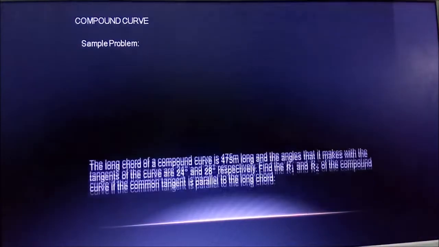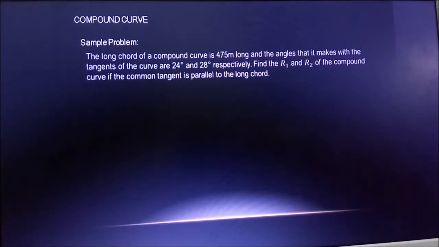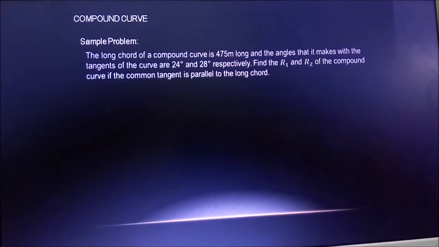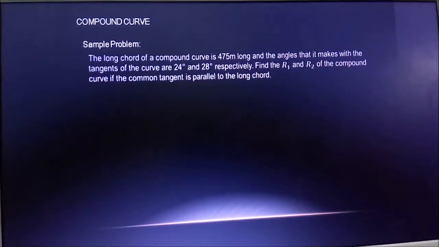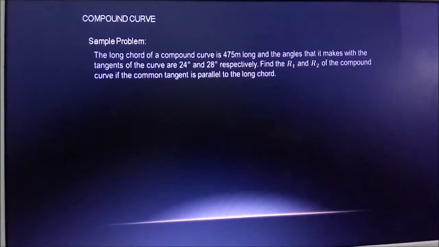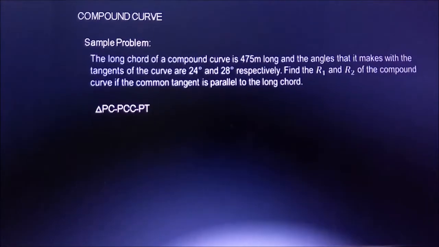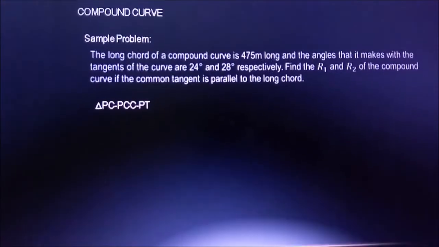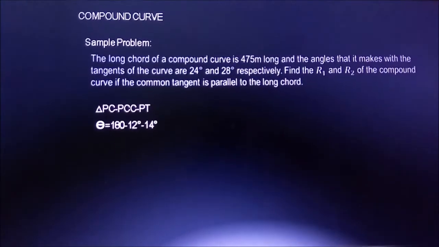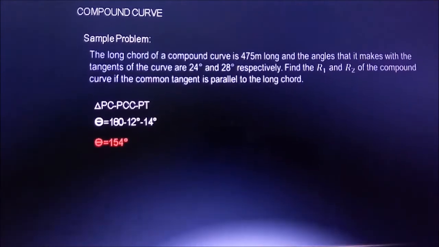Sample problem. The long chord of a compound curve is 475 meters long, and the angles that it makes with the tangents of the curve are 24 degrees and 28 degrees respectively. Find R1 and R2 of the compound curve if the common tangent is parallel to the long chord. Delta, PC to PCC to PT. Theta is equal to 180 minus 12 degrees minus 14 degrees. The answer is 154 degrees.